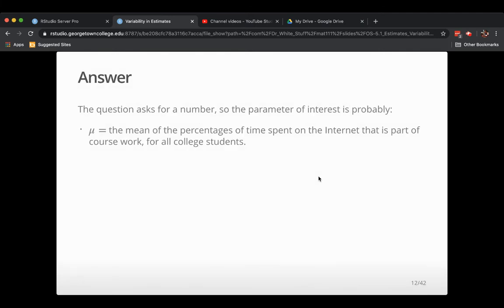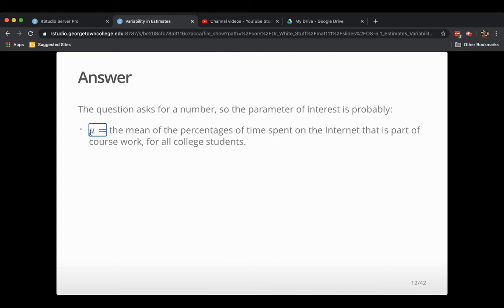Because there are numbers, and because there's one population here, all college students, I'd say we're interested in the mean of one population. And we can define it as this: let mu be the mean of the percentages of time spent on the internet that is part of coursework for all college students. You can average up all those numbers that they would give: 10%, 20%, 15%, 2%, 78%, and so on. Average them all up for the whole population. That would be your mu.